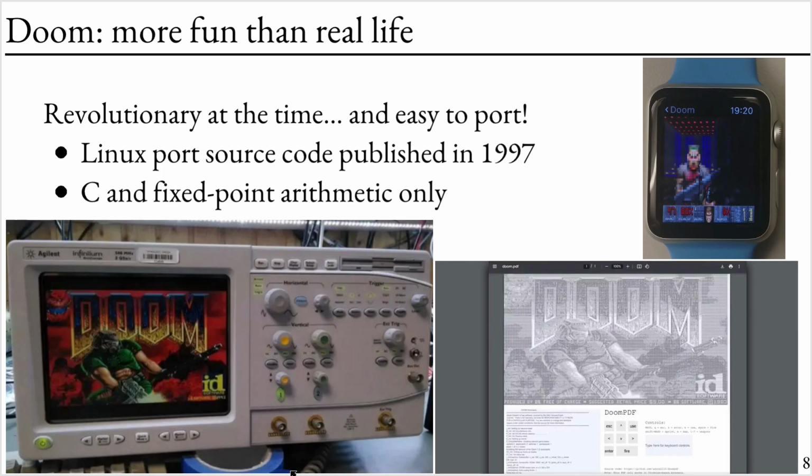And in '97, the Linux port source code was published, which was fairly unusual at the time. It was fully in C, unlike previous titles like Wolfenstein 3D, which had a whole bunch of assembly in the source code release, and there's no floating point, it only does fixed point arithmetic. As a result, it's very easy to port, and you have it running on all kinds of appliances and ridiculous platforms like PDF files or your bootloader, for instance.